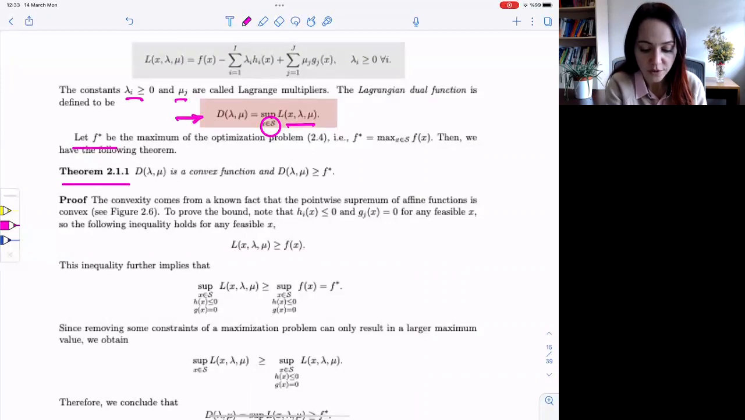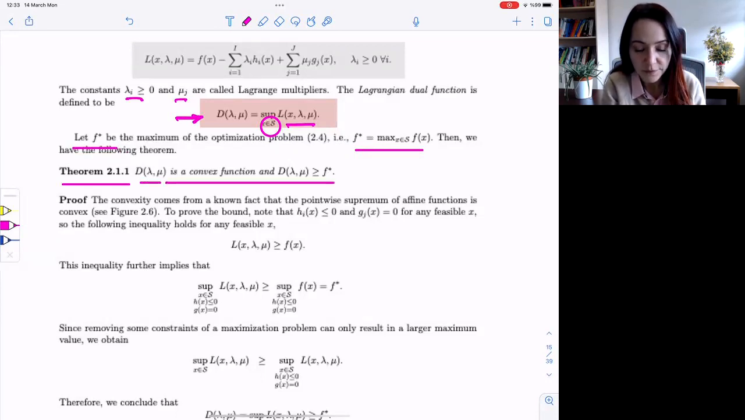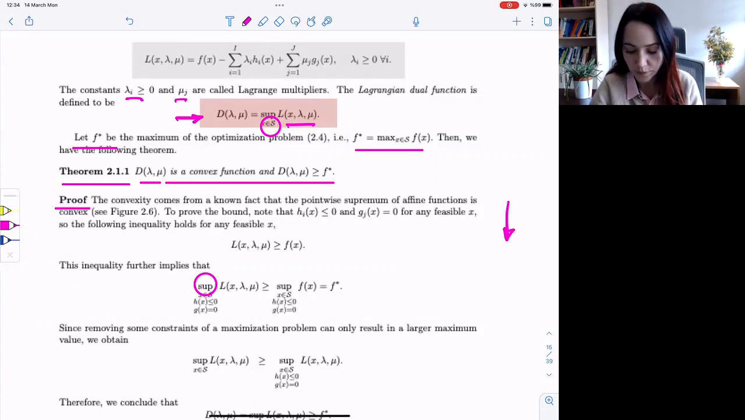First of all, define f star to be the maximum of the original optimization problem. Okay, theorem 2.11 from the textbook says that the Lagrangian dual function is a convex function and its value is never below f star. Okay, so it is obtained as a result of the supremum. If you look at the proof, taking the supremum here results in essentially this result, and I recommend that you read this proof, which you can find in the textbook.